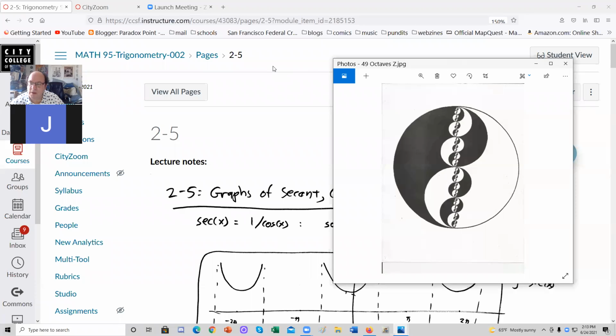This Zoom session is being brought to you by the fractal Octaves Z. Yesterday was Octaves S. This is kind of a backwards system. Again, one of my favorite fractals.